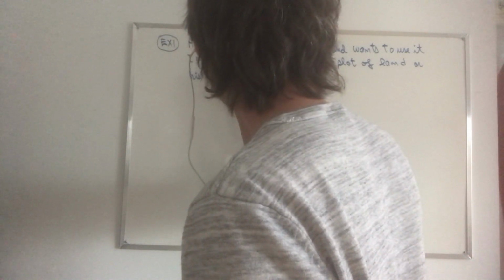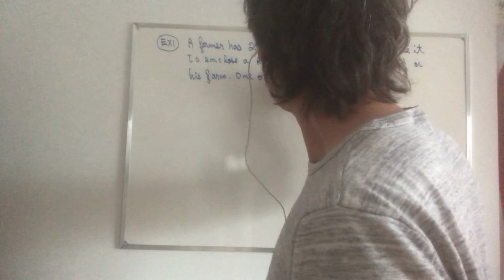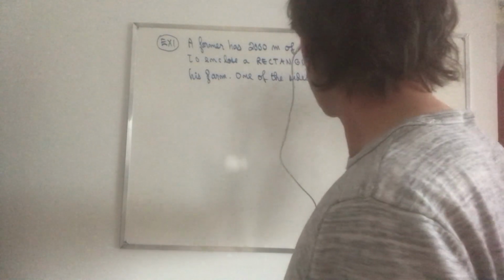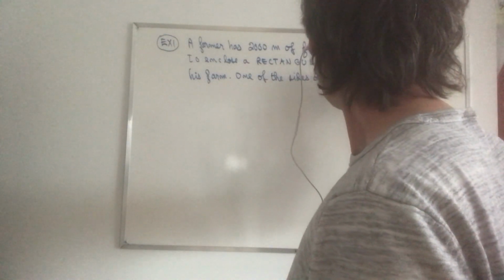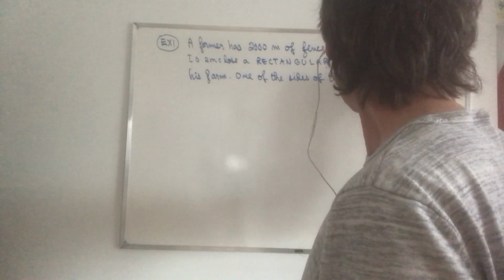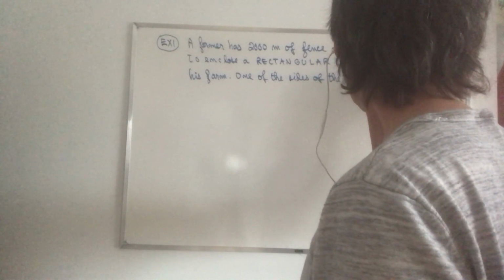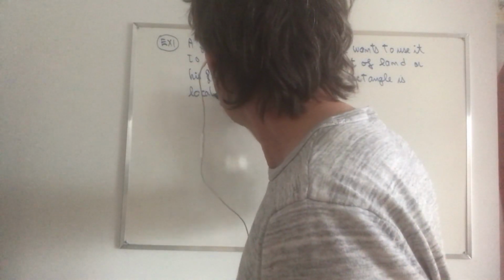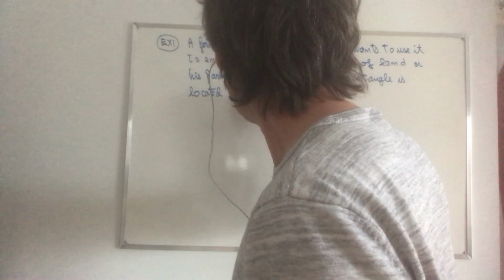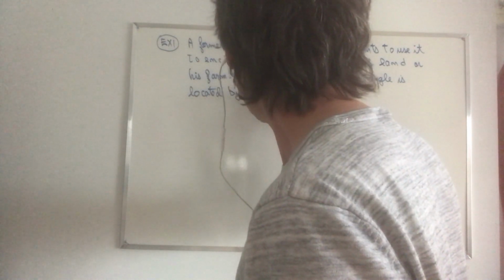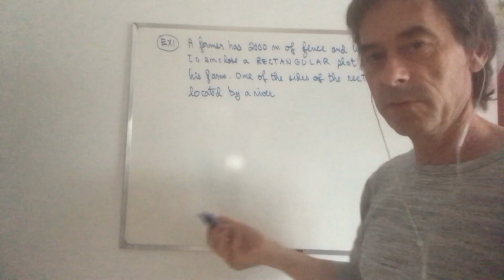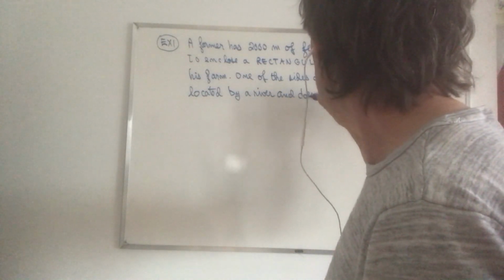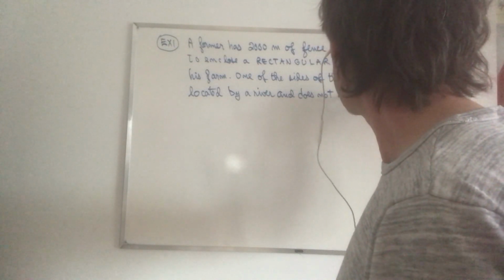One of the sides, just to make the problem more appealing, one of the sides of the rectangle is located by a river and does not need any fence. It's kind of a natural barrier, the river is a natural barrier, and does not need any fence.